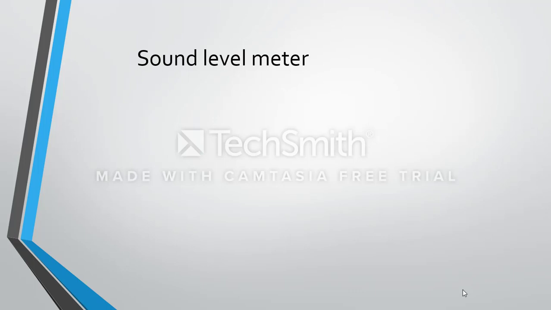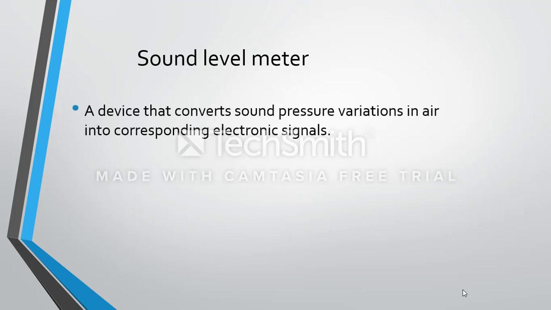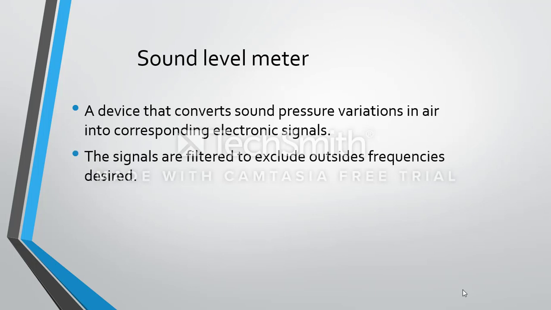Sound level meter, SLM. It is a device that converts sound pressure variations in air into corresponding electronic signals. The signals are filtered to exclude outside frequencies as desired.